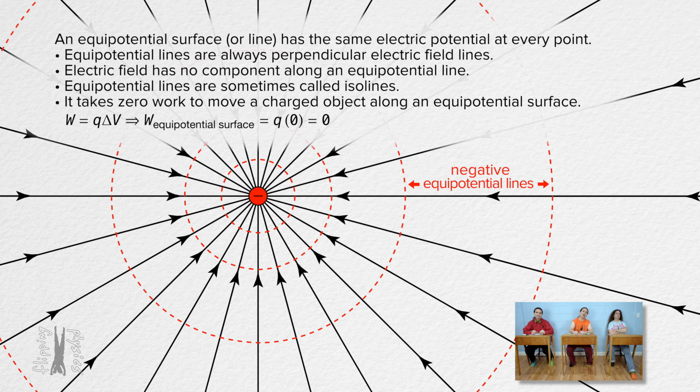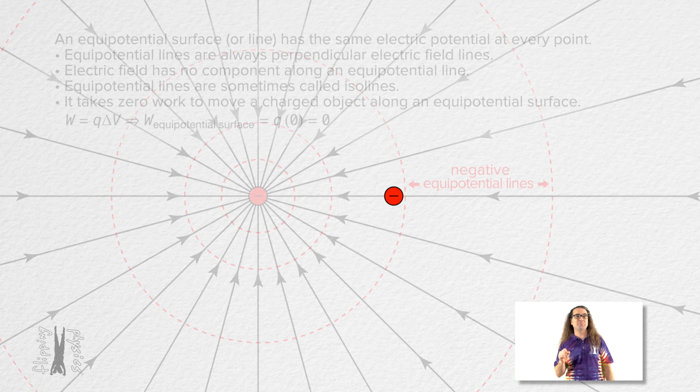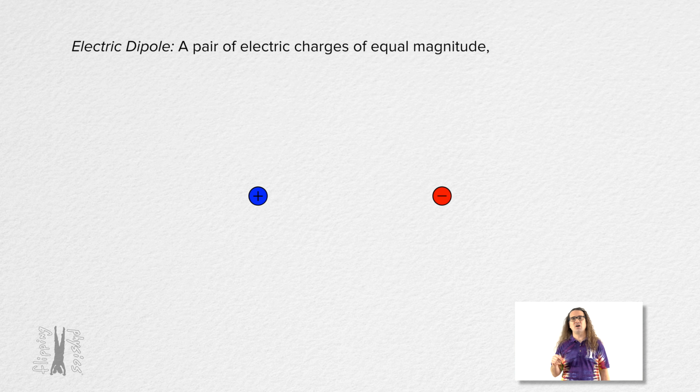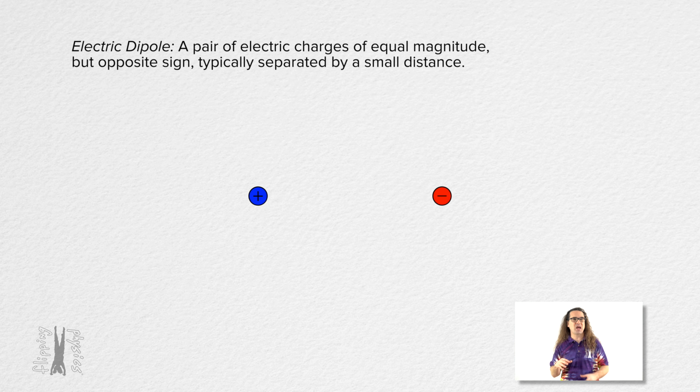Now let's switch to a simple electric dipole. An electric dipole is a pair of electric charges of equal magnitude but opposite sign, separated by some typically small distance. I probably should have mentioned that last time, but I can't think of everything.